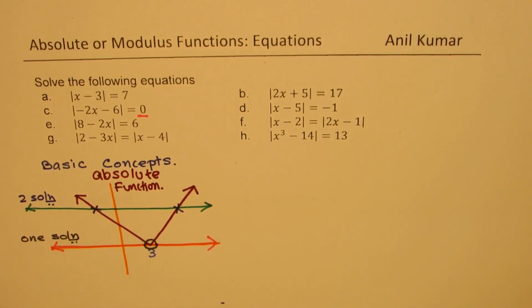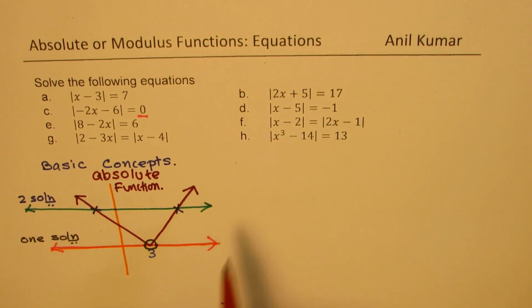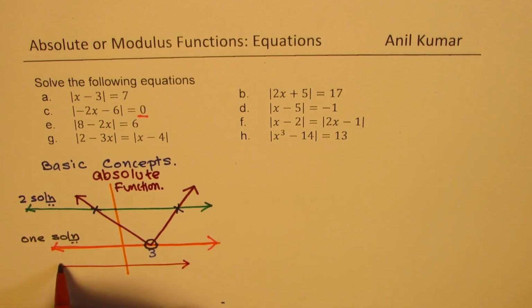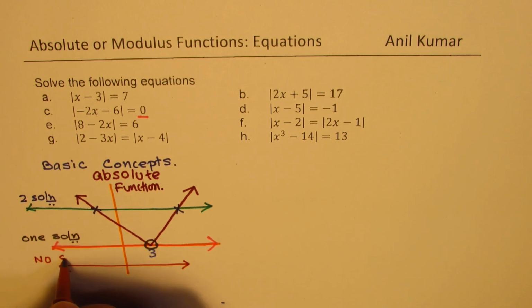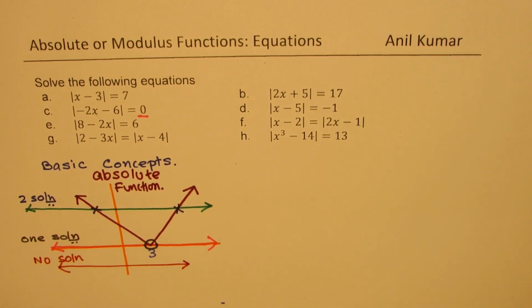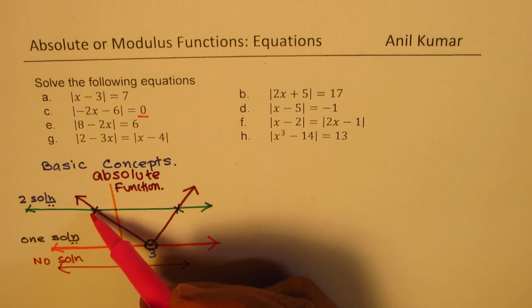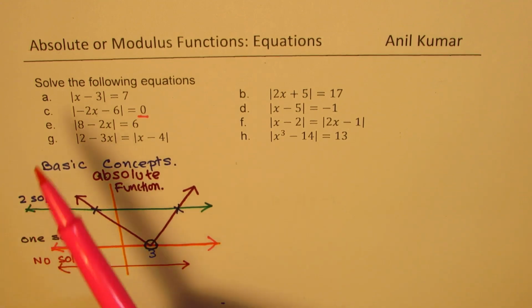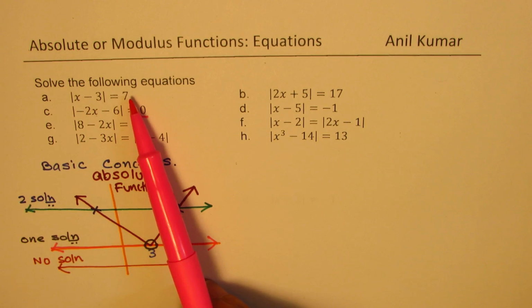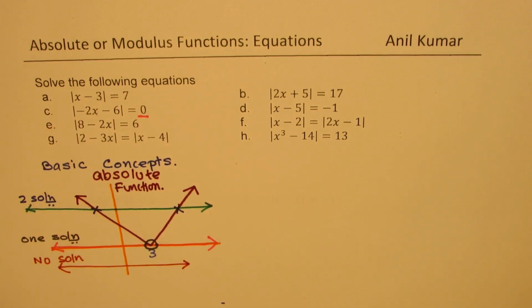Is that clear? Now there could be situations where the line may be a negative value. Like for example, we have minus 1 here. Correct? So here, in this case, we have no solution. So whenever you have equations involving absolute functions, you should be ready for no solution, 1 solution, or 2 solutions, right? This is when we have a linear combination with, or a constant with an absolute function. Is that clear to you, right?